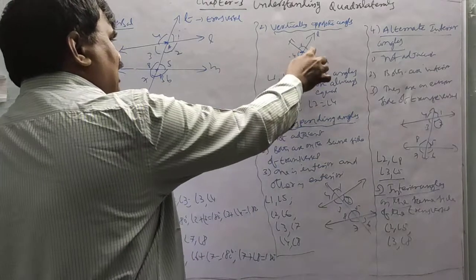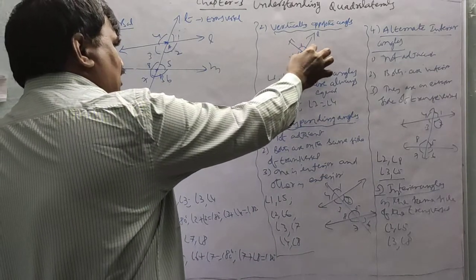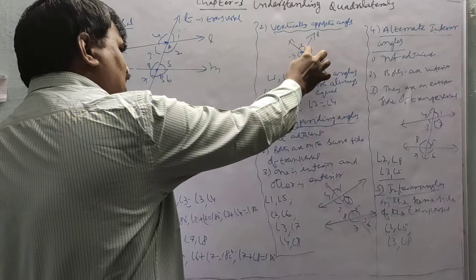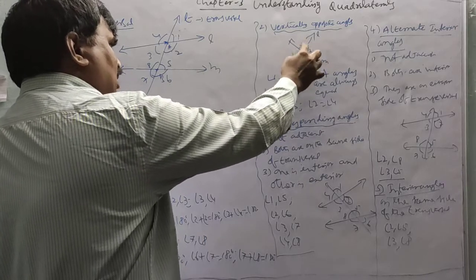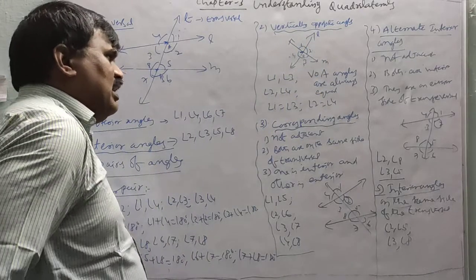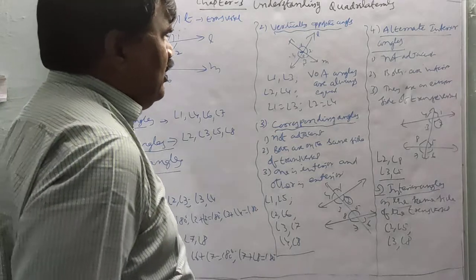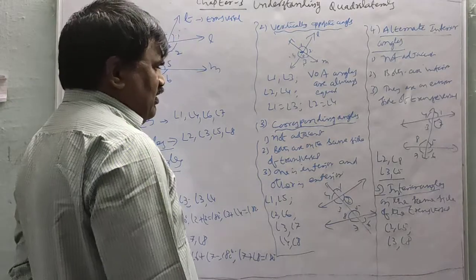Next, vertically opposite angles. If two lines intersect, a total of 4 angles are formed. The angles opposite at the vertex, these two are opposite, these two are opposite. They are called vertically opposite angles. What is the property of vertically opposite angles? Vertically opposite angles are always equal.